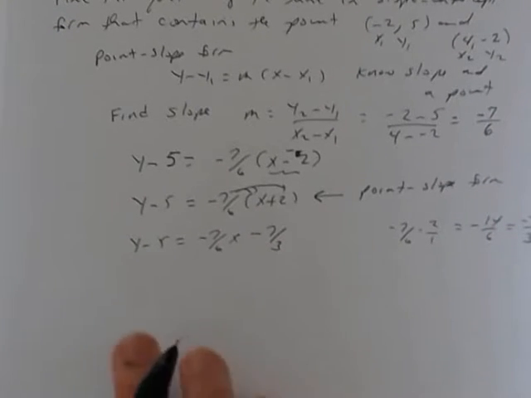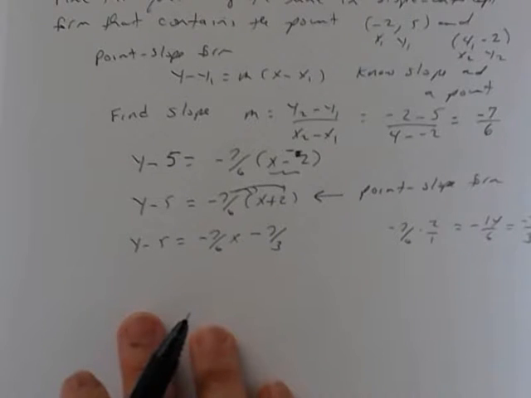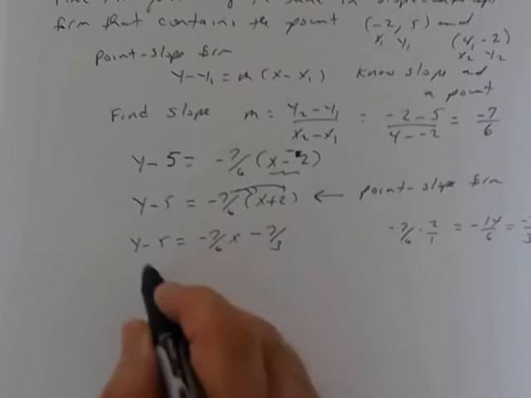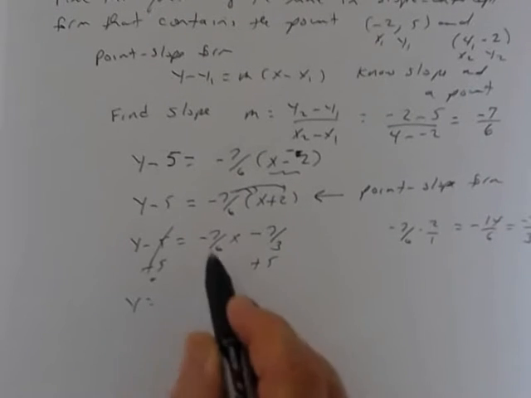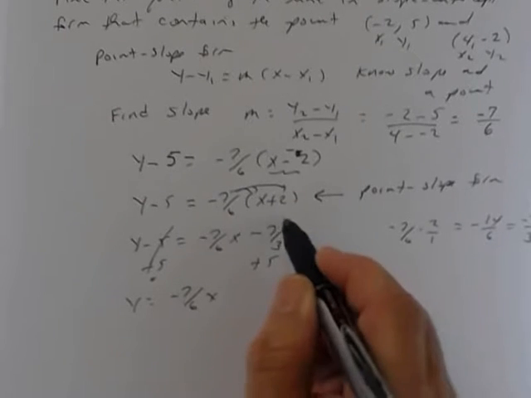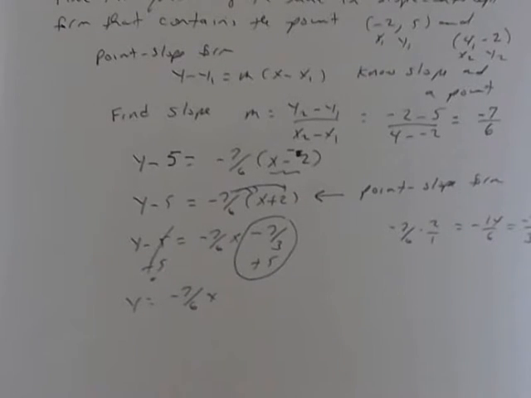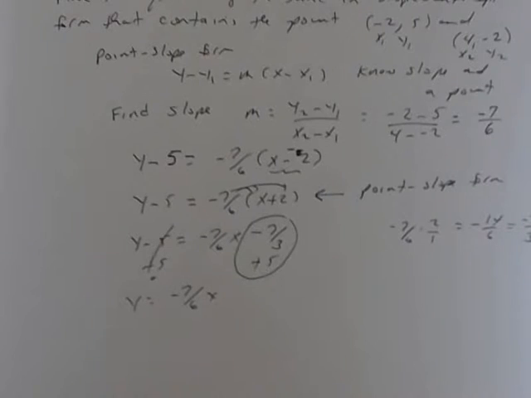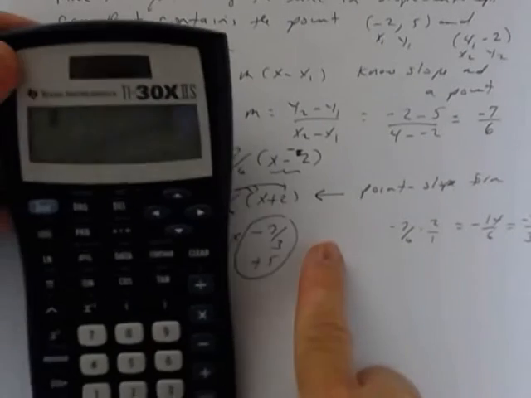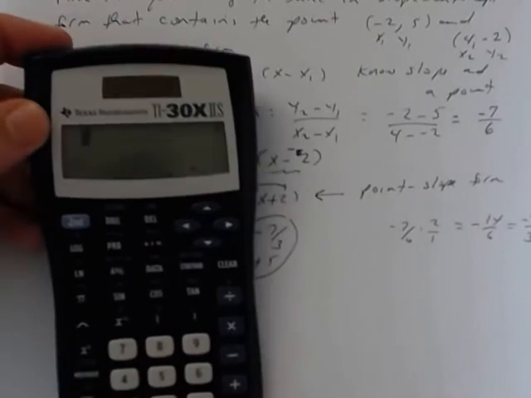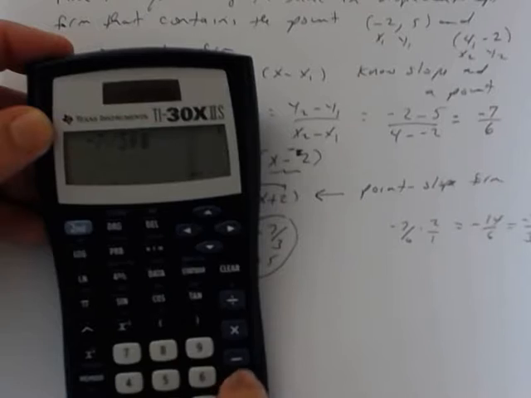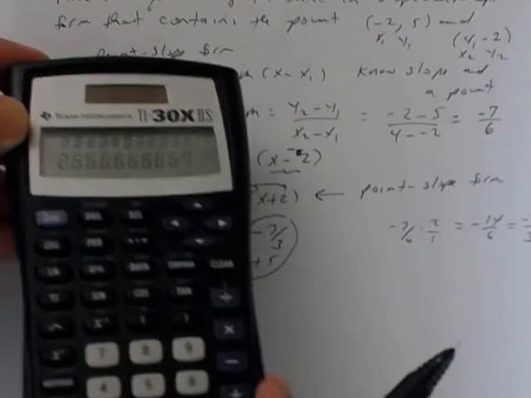One more step and you're almost done. What's the next step? Add 5 to both sides. Combine like terms, that's 0. So you get y equals -7/6x. Now use your calculator for this: negative 7/3 plus 5 equals, and you get this decimal.